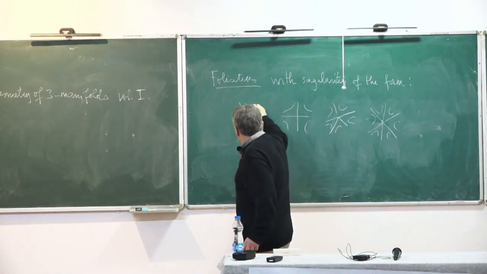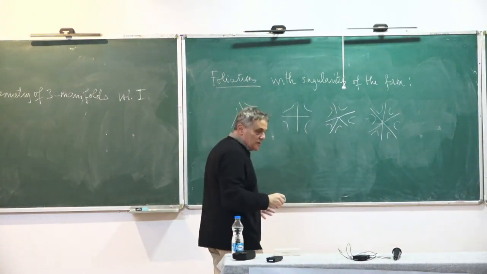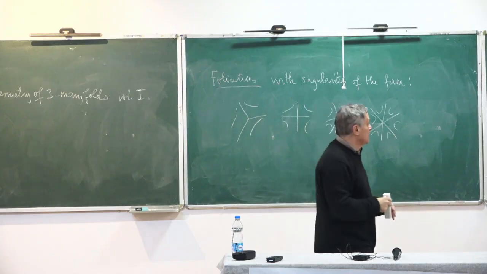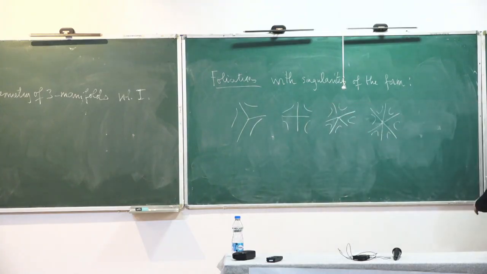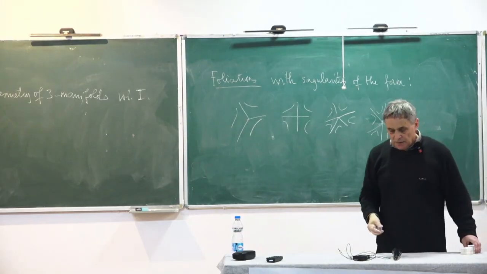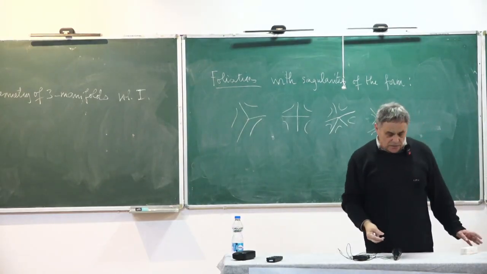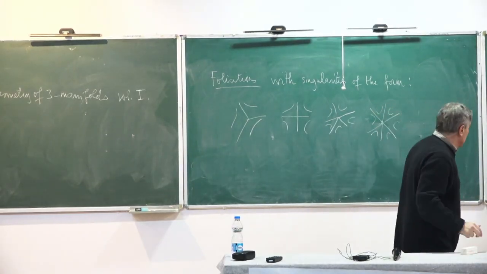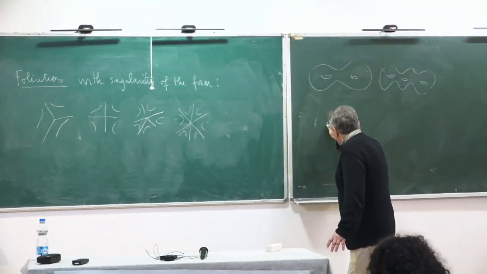Okay. Now we want to construct at least one, say, and then you will see how you can construct many. In fact, there is a way of constructing many foliations. Let's say. So okay. So we start with.